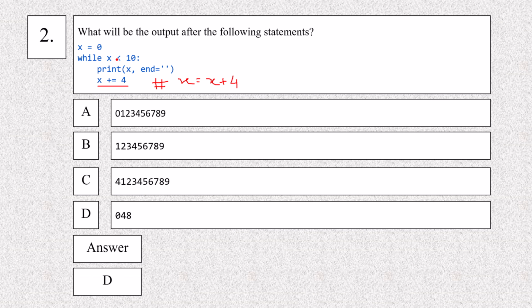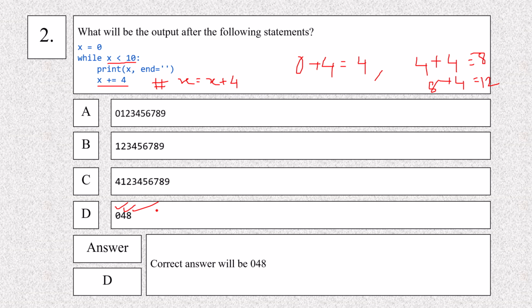In the first iteration it will print x, that is 0, and it will increment 0 plus 4, that will be 4. The second time it will print 4, and again it will do 4 plus 4, that will be 8, and it will print 8. The next time the value of x will be 8 plus 4, that is 12, which is greater than 10. That is why the condition will not be satisfied and it will print 0, 4, 8. So the correct answer will be option D, 0, 4, 8.